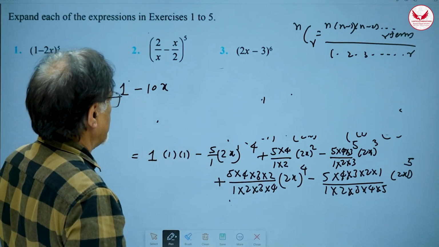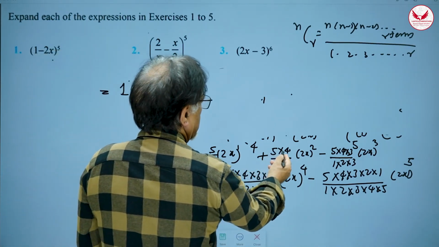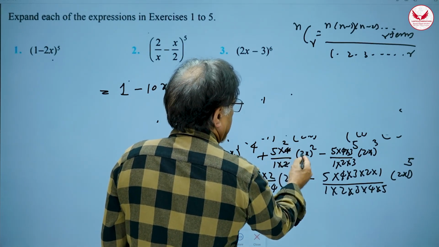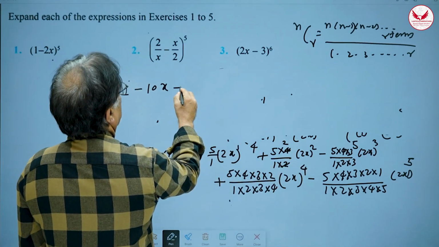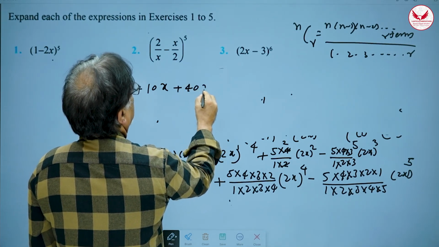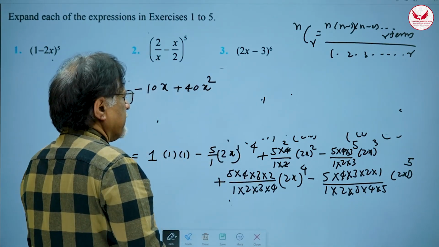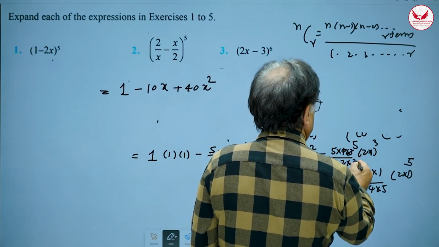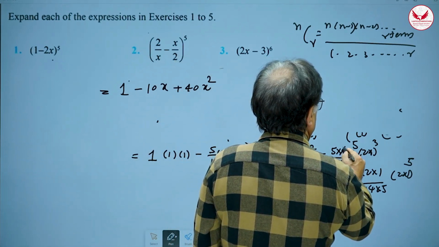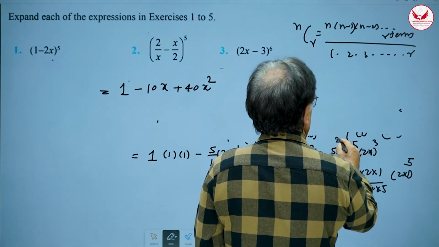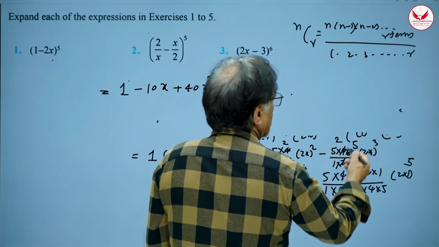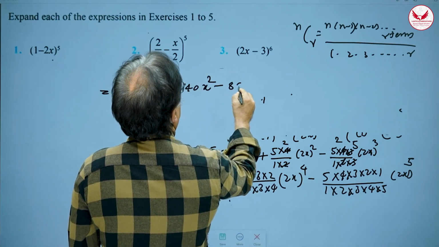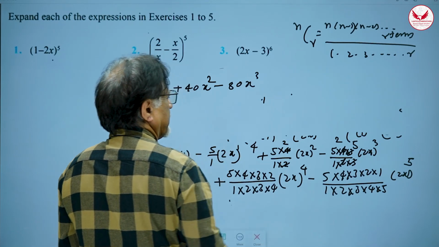Okay. Now, next term is 5 into 4. So this 2 and this 4 cancel, we get 2 here. So this is 10 and this is 4. So this becomes plus 40x square. Okay. Then we come up to here. So that means here the 3 cancels and this 2 and 4 cancel with 2. So that means 5 into 2, that is 10, and 2 cube is 8. So it will be 80. So it will be minus 80x cube, right?